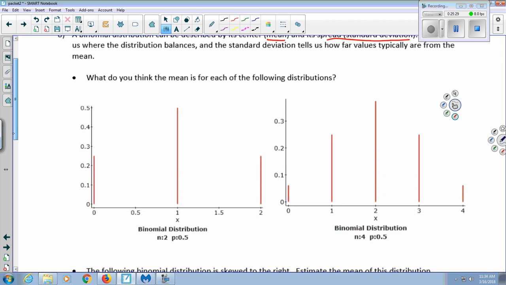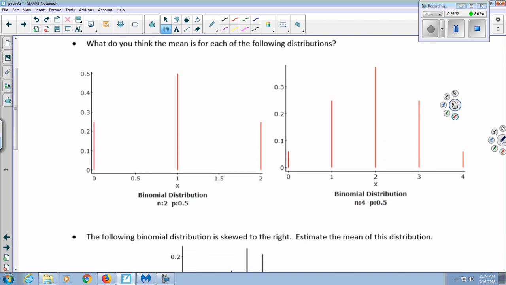So what do you think the mean is for these following distributions? Where do we think the distribution's balanced? It looks like the mean would probably be at 1. And the standard deviation, if we were just to estimate, maybe the mean is 1 and the standard deviation is about a half, the typical distance on average.